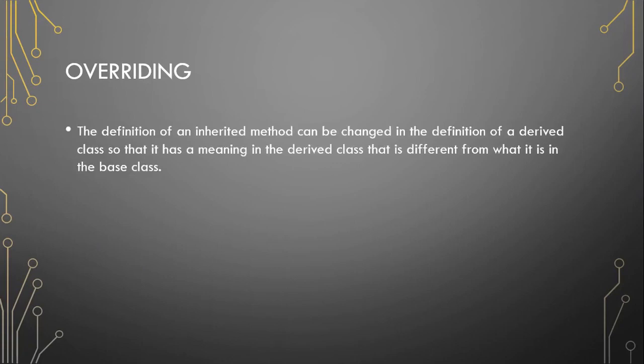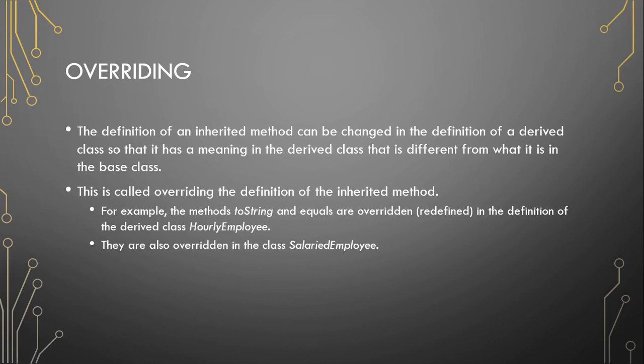The definition of an inherited method can be changed in the definition of a derived class so that it has a meaning in the derived class different from what it is in the base class. That might seem a little confusing, but in a nutshell, what that means is that you can change your methods in the derived class from what they do in the base class. Remember, in the previous lesson, we said if a method is derived, you don't have to put it back in. Well, if you put it back in, you can override that and have it perform differently. This is called overriding the definition of the inherited method.